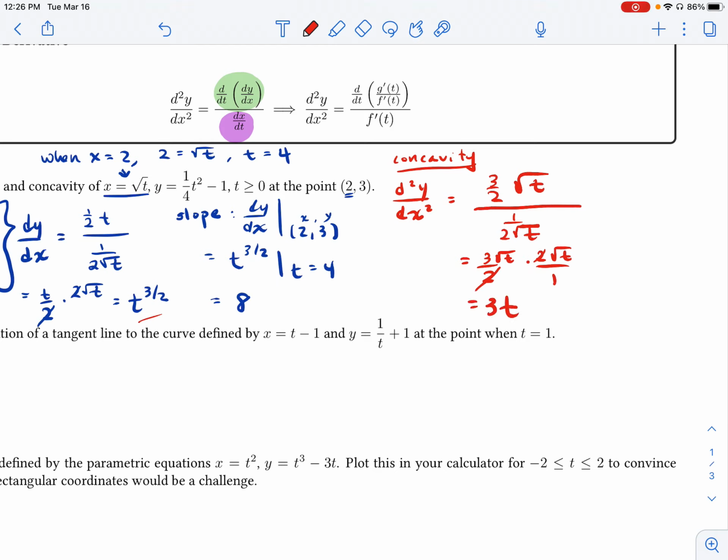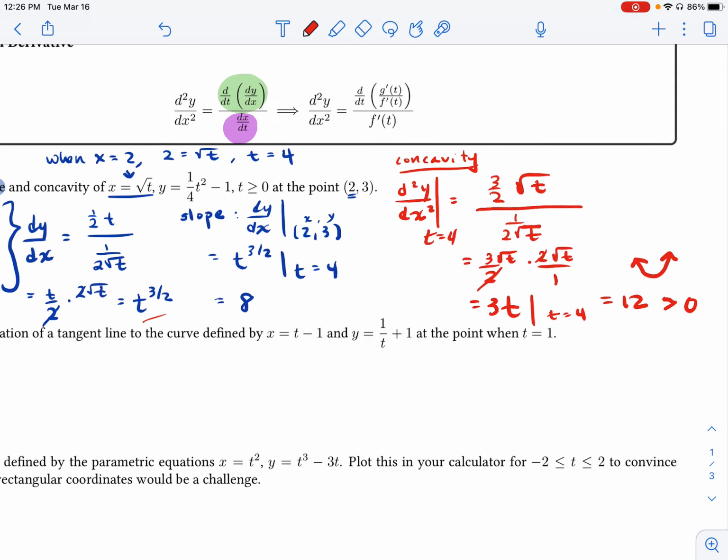Now, again, we need to evaluate to find our concavity at a specific point. We're going to evaluate it at the point 2, 3, which we've already established that t is equal to 4 when that happens. So evaluated at t equal to 4, 3 times 4 is just going to give me 12. So if our concavity is equal to 12, it is greater than 0. Therefore, it is concave up at that point.